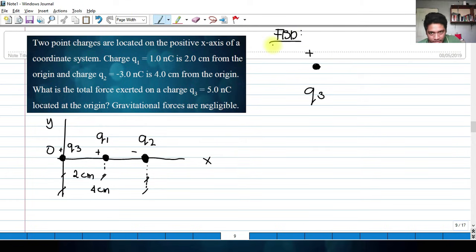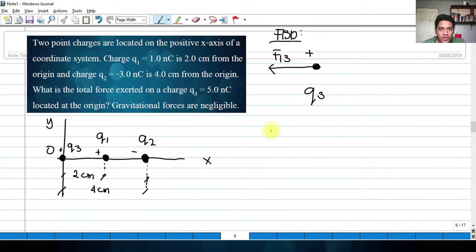This charge 3 will experience a force in this direction. Why? This is the force of charge 1 on 3, in this direction to the left. Why? Because Q sub 3 is a positive charge, and Q1 is also a positive charge. Therefore, charge 1 will try to push Q3 as far away from itself as possible. Hence this is the force of charge 1 on 3, F13.